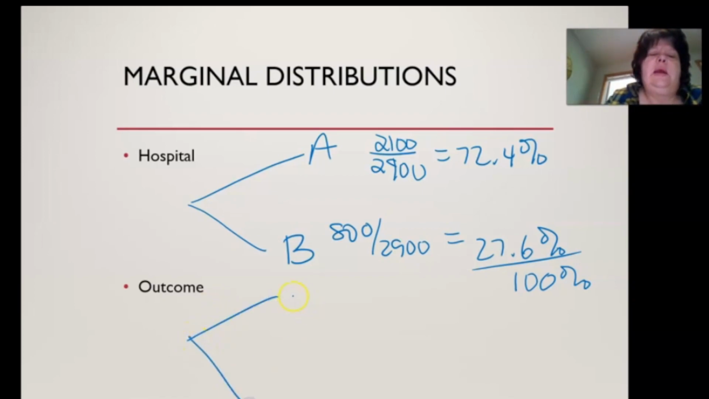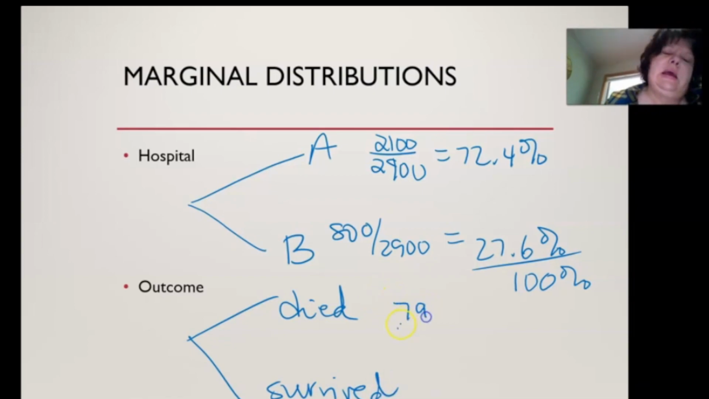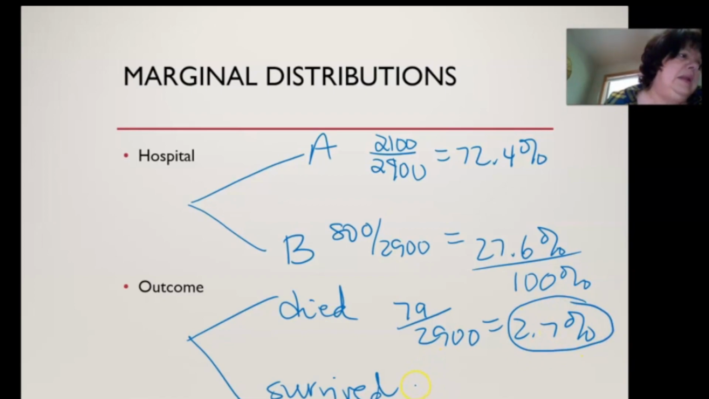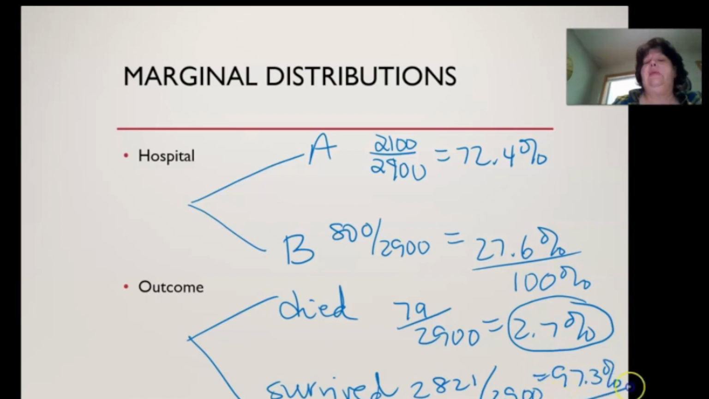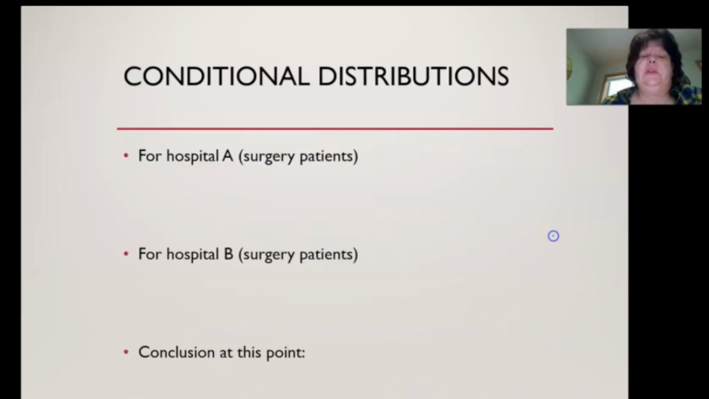Now, outcome, you have died, survived, and we look for the total number that died, 79 out of the grand total, 2,900, which is 2.7%. That's the overall death rate, okay? Keep that, we might need it later. 2,821 over 2,900 for survived, which is 97.3%. And that adds up to 100%. So we have two marginal distributions here. It just gives you a rough idea. A lot more patients going to hospital A and not very many deaths, which is a good thing.